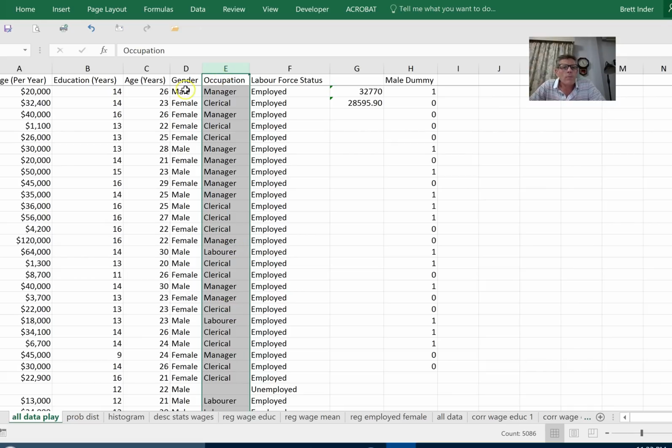So that's one example. Gender is another categorical variable here. People are put into 2 categories, and so is labour force status. So that's what we mean when we're talking about categorical data.